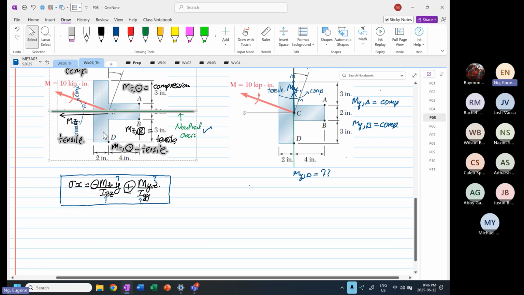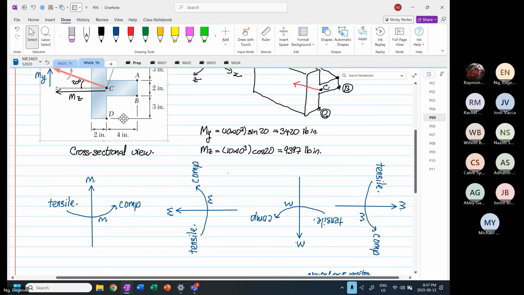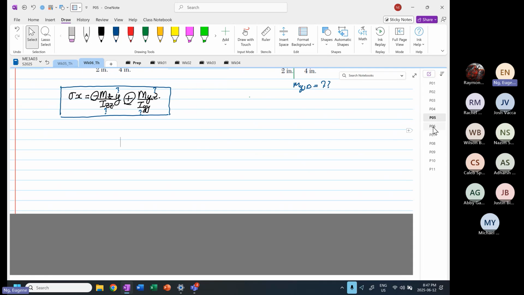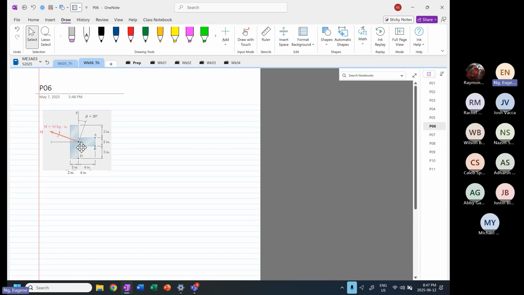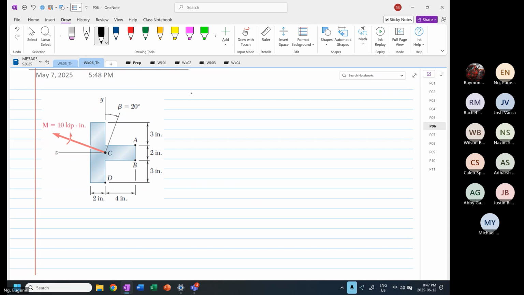So now we're going to take this diagram again. I just want the diagram. And we are going to first find Izz. Now from here, the ZZ axis. So this is the ZZ axis.